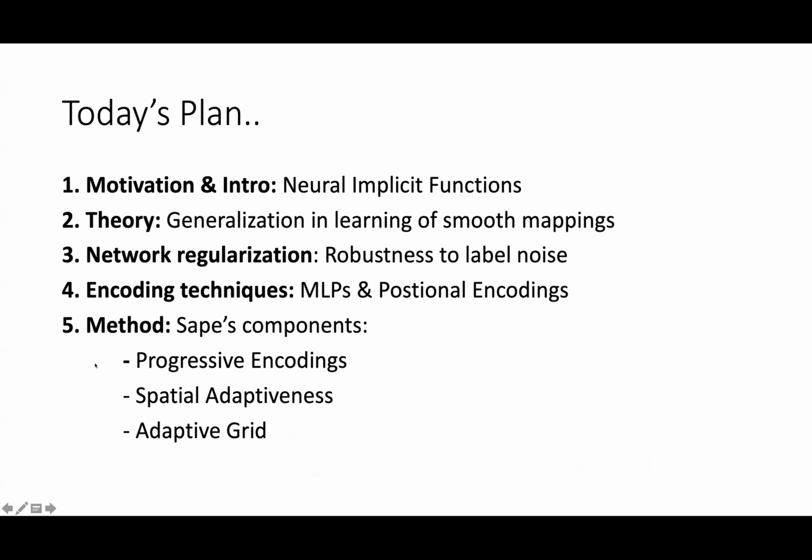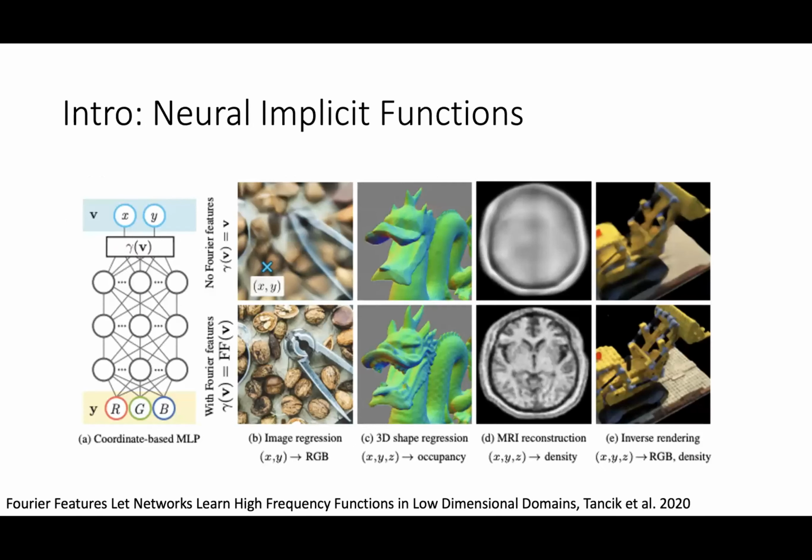And so what I will try to convey in the next 45 minutes, if time permits, is we'll start with a bit of motivation about neural implicit functions. Then we will go through some theory about generalization in learning of smooth mappings. Then we will see how this theory helps us to get some new regularization, or some non-regularization, to improve robustness to label noise in neural networks. And then we will talk about a new encoding technique to improve implicit learning in neural networks, a new technique that we call SAPE, and we will show some visual results.